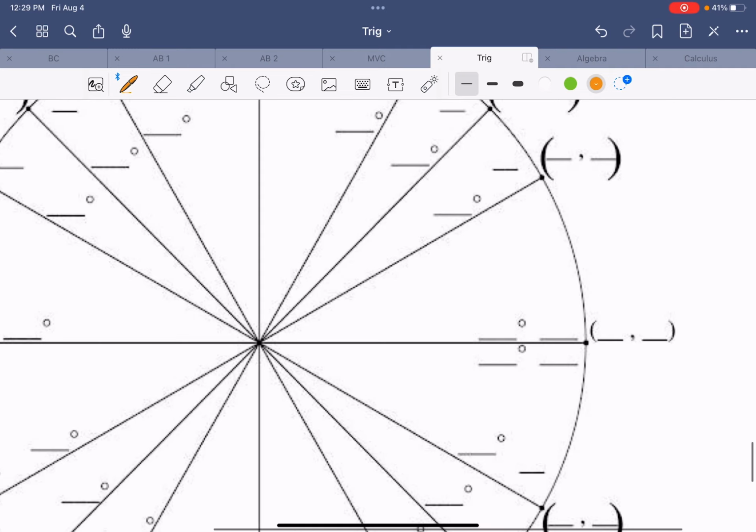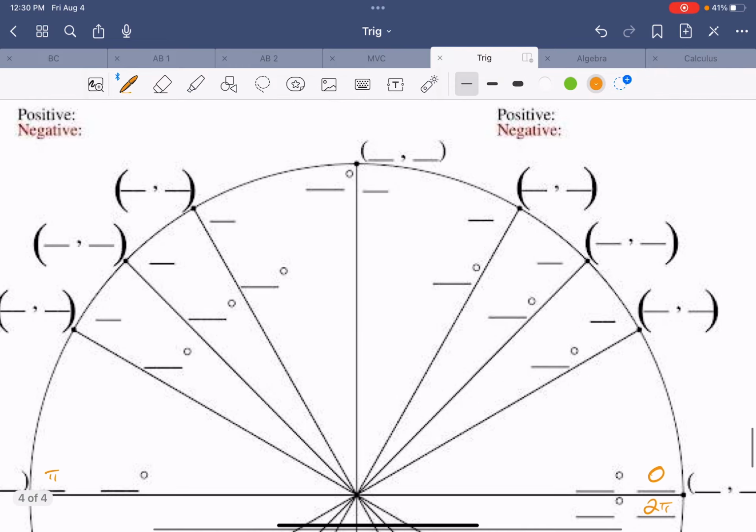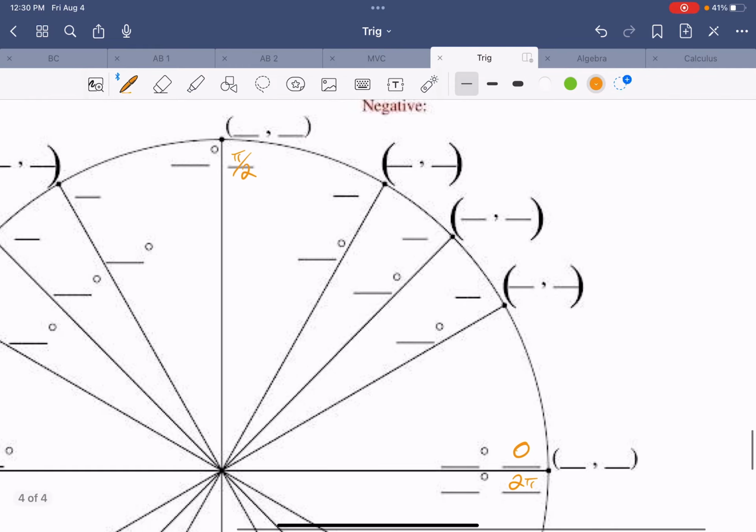I'm going to start off at 0. That's the standard position, and I know that if I went full circle here, I'd hit 2 pi. Half of that is pi. Half of pi is pi over 2. And then half of pi over 2 is my 45-degree angle, pi over 4. And then I'm just going to count by pi over 4 all the way around.